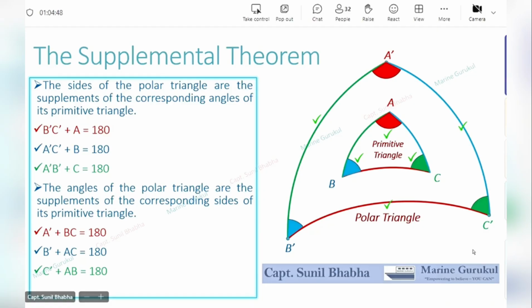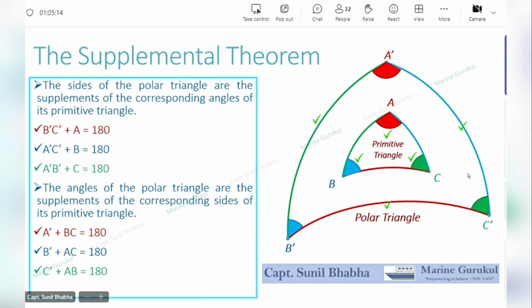Any doubts, beta? Just one doubt, sir. Not a doubt, just want to be clear on something. Go ahead. After finding A'B', B'C' and A'C', we got three sides of the spherical triangle, and after that we can apply the cosine formula, right, sir, to find out A', B' and C'. That's right. Okay, copy that, sir. Thank you.